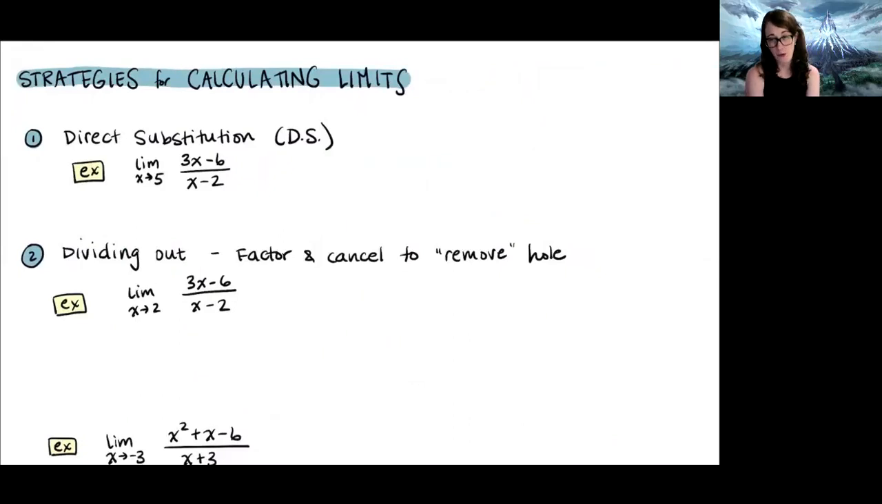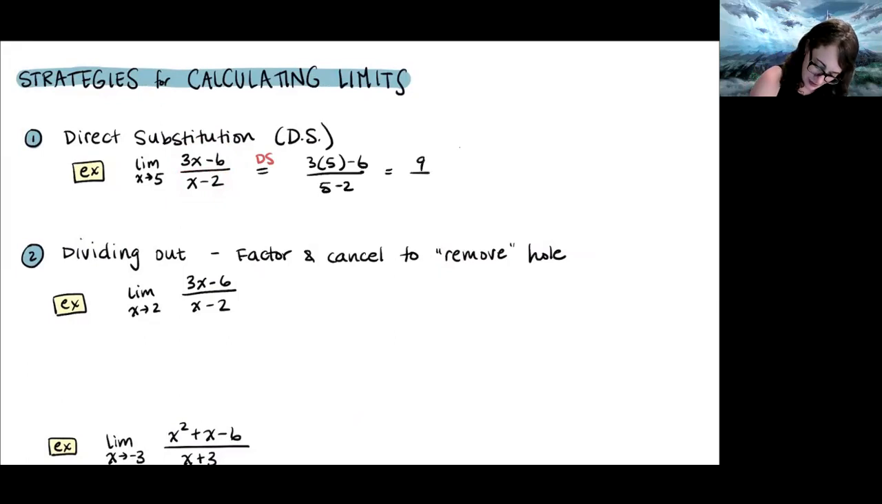Like I said, the first thing you should always try is direct substitution. So let's look at the limit as x approaches 5 of 3x minus 6 over x minus 2. Here we have a rational function. 5 is in the domain because the domain here would just be all x not equal to 2. Okay, so you can just plug in. I know we talked about this already, but just to have a nice complete list. 15 minus 6 is 9, 5 minus 2 is 3, and so the limit will be 3 here.